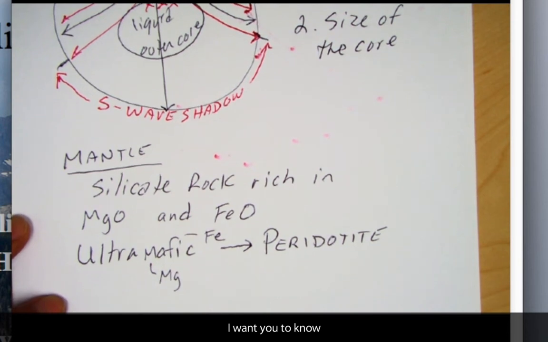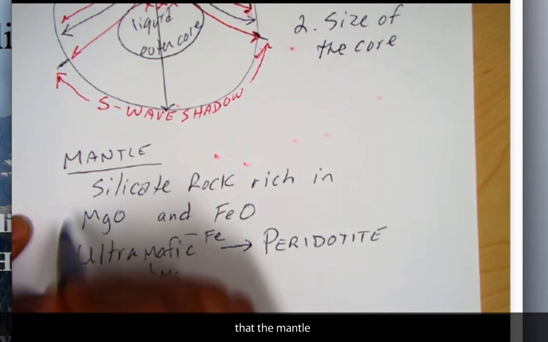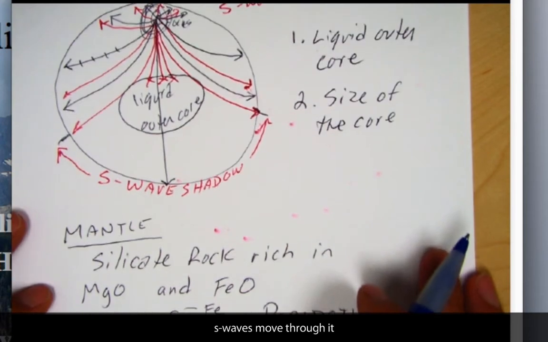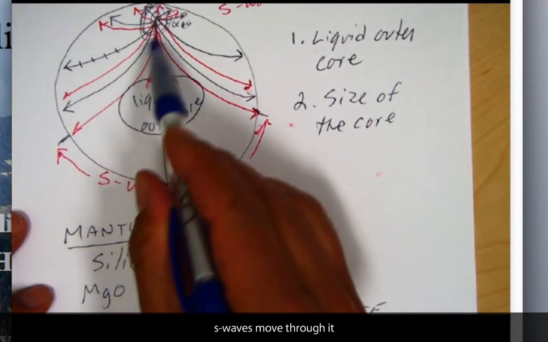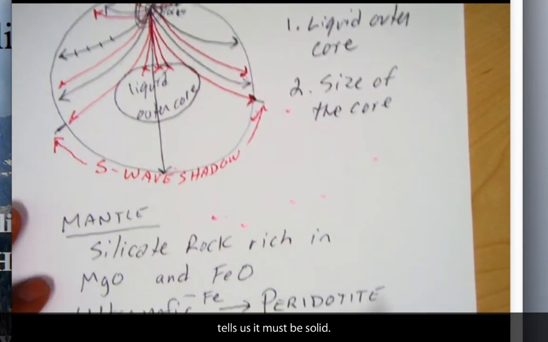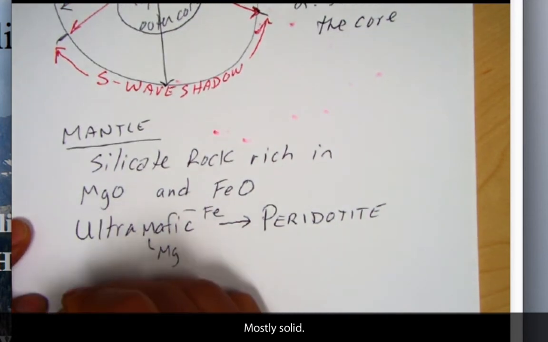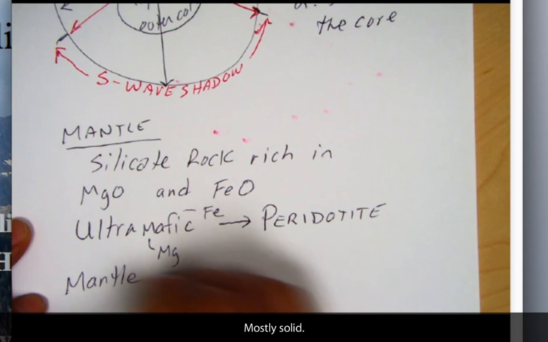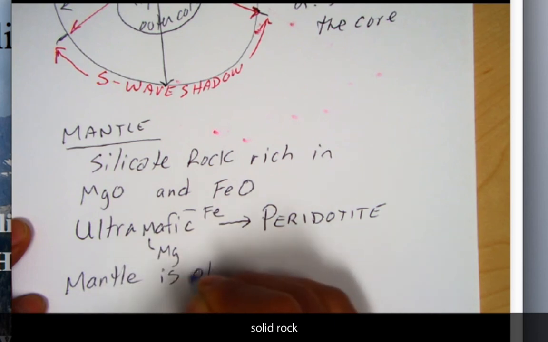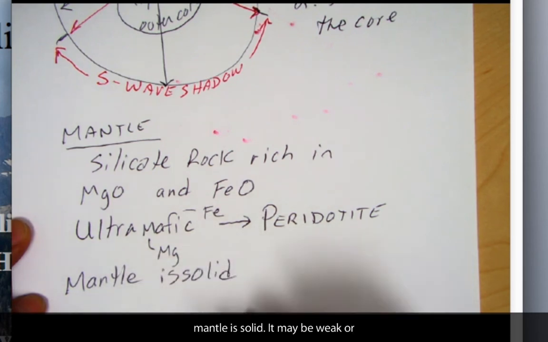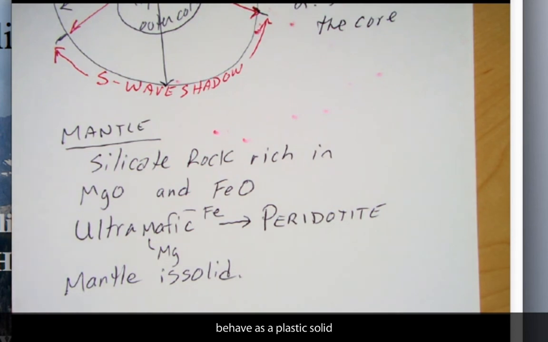But one thing I want you to know is that the mantle, because if we look at our model here, S waves are moving through it, right? Moving through the entire mantle, which tells us that for the most part, the mantle is going to be solid. Mantle is solid. It may be weak or behave as a plastic solid, but for the most part, it's going to be solid because seismic waves travel through it.